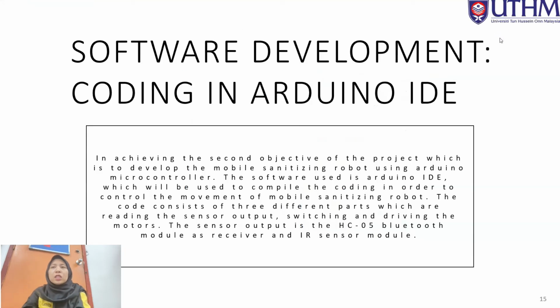So next is the software development, coding in Arduino IDE. This is for achieving the second objective of the project, which is to develop the mobile sanitizing robot using an Arduino microcontroller. The software used is Arduino IDE, which is used to compile the code in order to control the movement of the mobile sanitizing robot. The code consists of three different parts, which are reading the sensor output, switching, and driving the motors. The sensor outputs come from the HC05 Bluetooth module as receiver, and the IR sensor module.